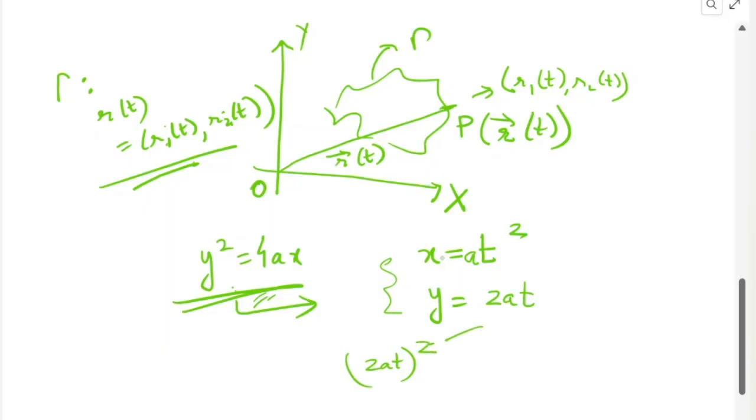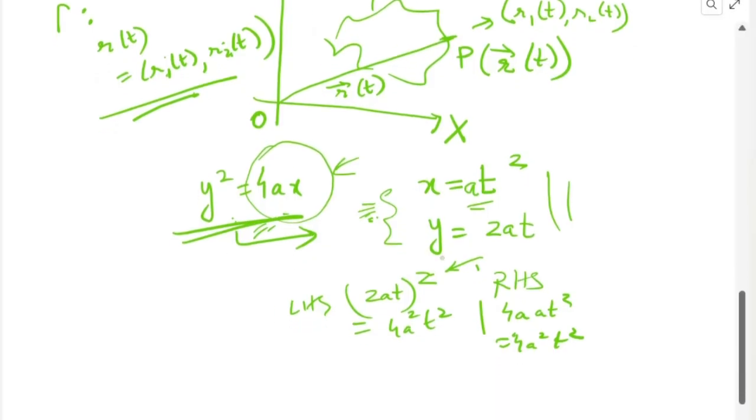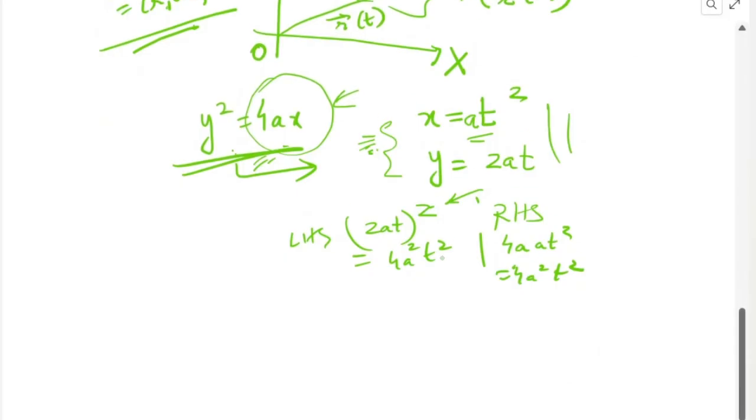I plug in y equals 2at. On the left hand side, it gives you 4a square t square. On the right hand side, if you put x equals at square, what do I get? 4a into a t square, that means 4a square t square. So LHS is equal to RHS, so this form satisfies this equation. So this is a parametric form of this parabola. Just as in the examples I am giving, similarly you may try with other parametric curves also.